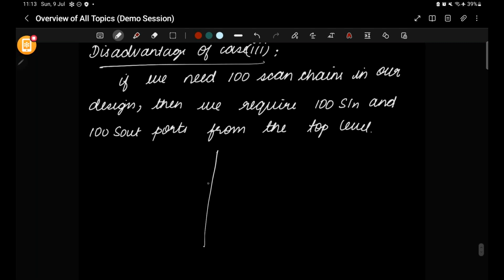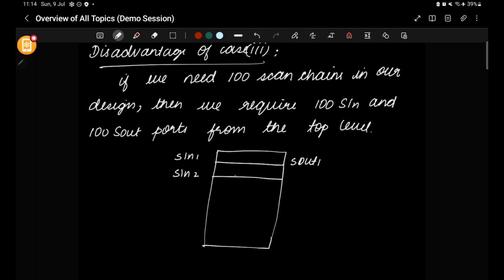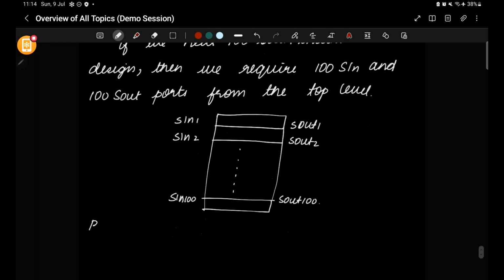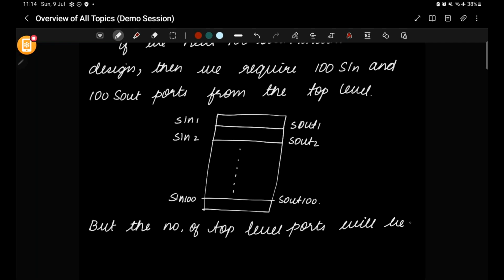So it is like this. If you have 100 scan chains, then you will require 100 scan in and 100 scan out ports. Scan in 1, scan out 1, then scan in 2, scan out 2, and so on, up to scan in 100 and scan out 100. But the number of top level ports will be limited.